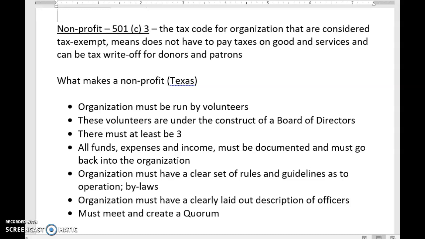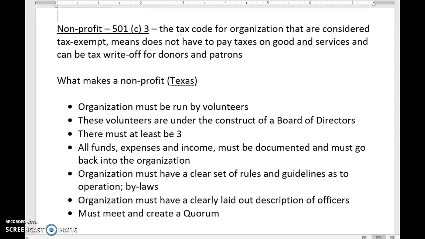Next, the organization must have a clear set of rules and guidelines as to how they operate. Those are called bylaws. Some also call it the Constitution. Next, organizations must have a clear, laid-out description of officers, and they must also list how they meet and create their quorums. A quorum is a group of board members that are required to be at meetings to do business. If you're a volunteer running a company, then you're not going to make any money if you do something correct or incorrect with the organization.